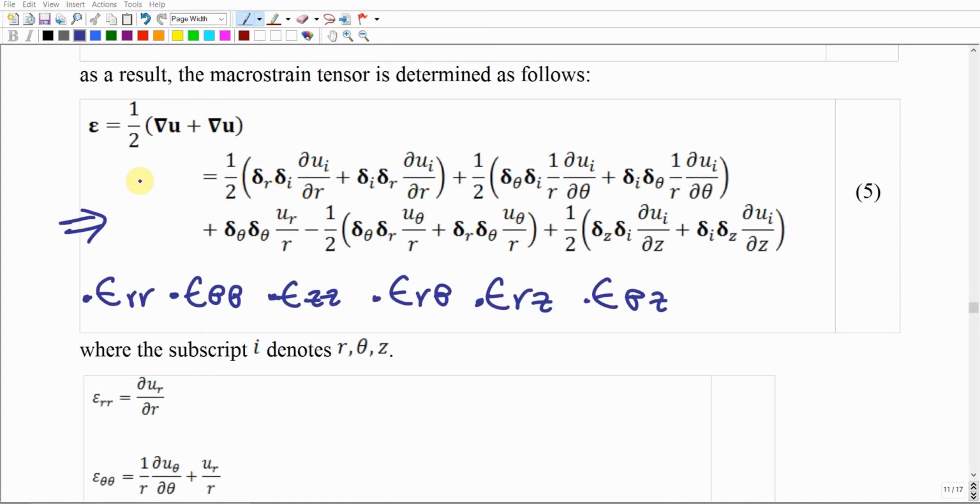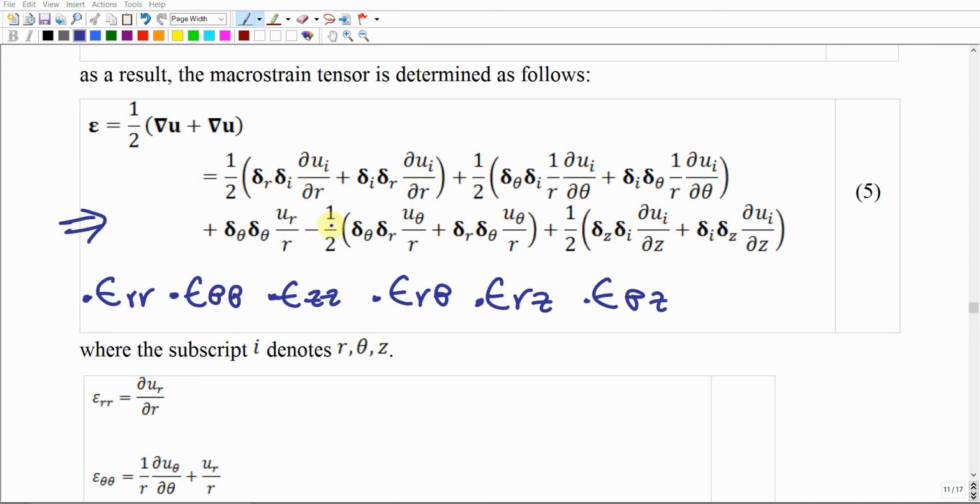For example, if we plugged I as R into this expression, we're going to end up with epsilon RR, because as you can see, we do have I's and R and theta and Z. So your objective is just to plug R, epsilon, and collect the R terms, RR. For example, to write epsilon RR, just collect any term that includes delta R, delta R.